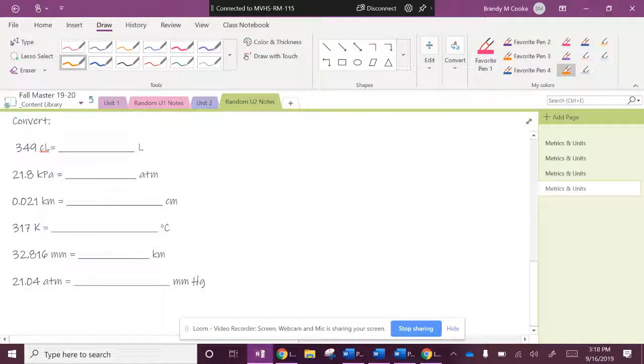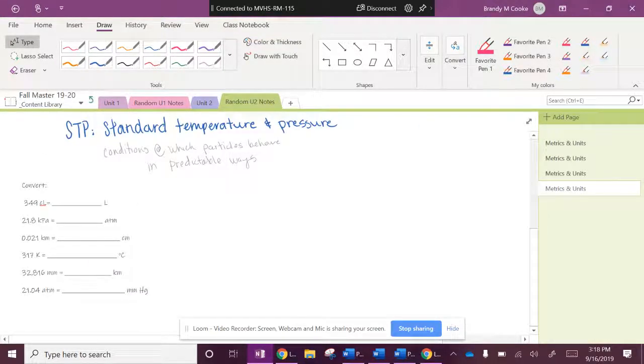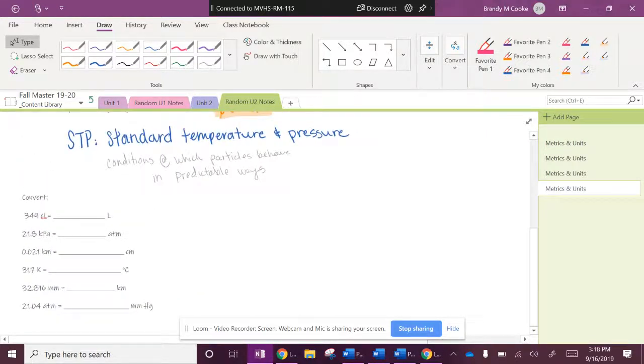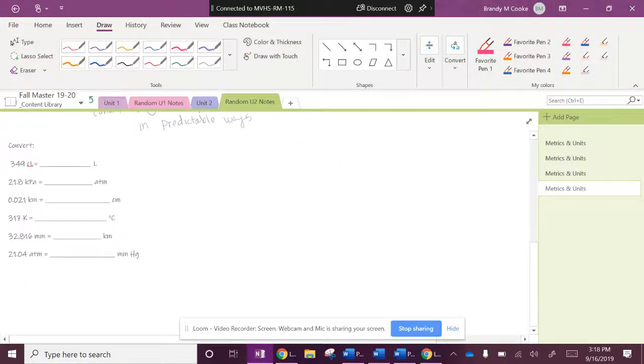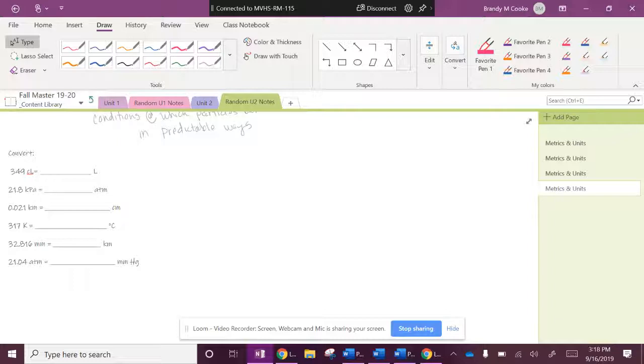Hey everyone, so in this video we're going to talk about conversion factors and the math behind converting units of various variables. So to start off, we need to know what a conversion factor is. A conversion factor is any equality that we write as a fraction, and we can use it to cancel out units and get the units that we want.